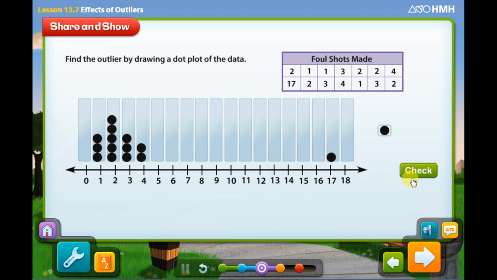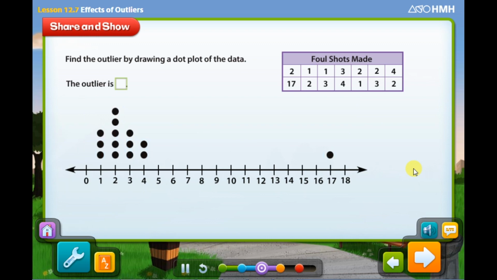Now, your eyes would go to the weird number here. 17 is way much bigger than the other numbers. So where's the outlier here? It's 17. Good job. Let's check our answers. That's right. A dot plot of this data has 3 dots above 1, 5 dots above 2, 3 dots above 3, 2 dots above 4, and 1 dot above 17. So, what is the outlier for this set of data? It's 17. Correct. The outlier is 17.